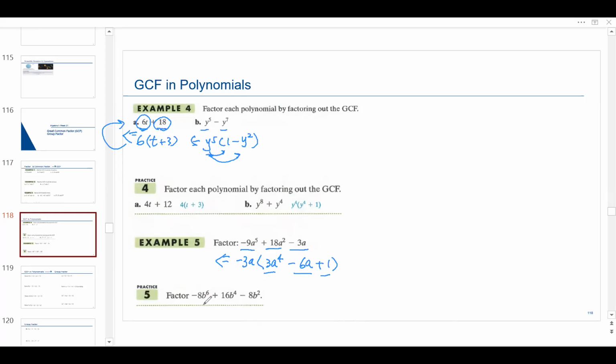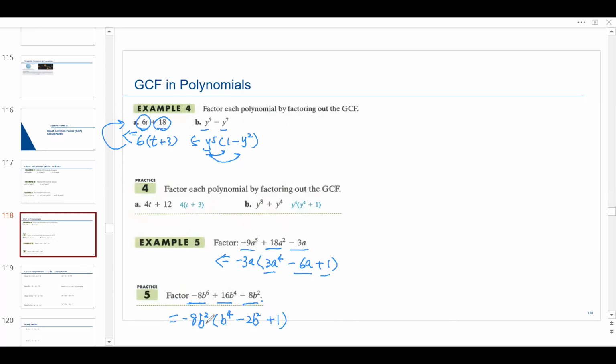Let's see more examples, something like these three terms. You can see negative 8 is the first term, then the second term and the third term. The coefficient parts are negative 8, 16, and negative 8. Definitely negative 8 is the greatest common factor for the coefficients. What about b to the power 6, b to the power 4, b to the power 2? The b squared is a common factor, right? So what is left behind is b to the power 4, negative 2b squared, and plus 1, right?